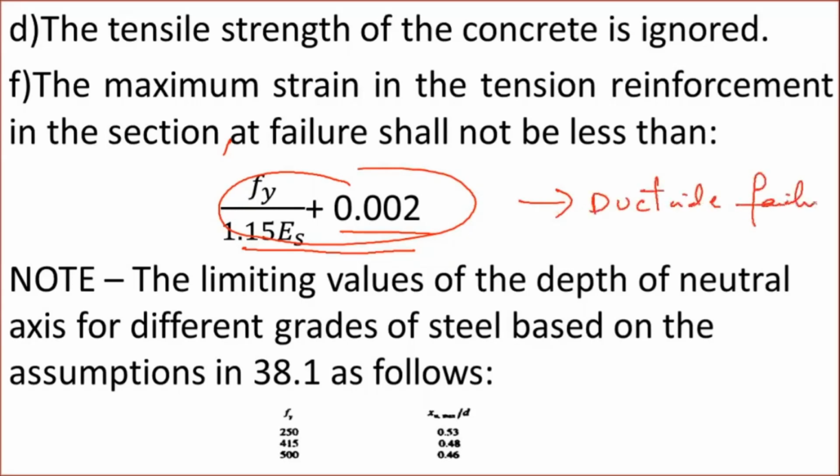That means if this thing has to happen, we should always design which section? Under-reinforced section. If the strain is less than this, and then if the failure comes, we can say that is the over-reinforced section, and the failure is of brittle failure.